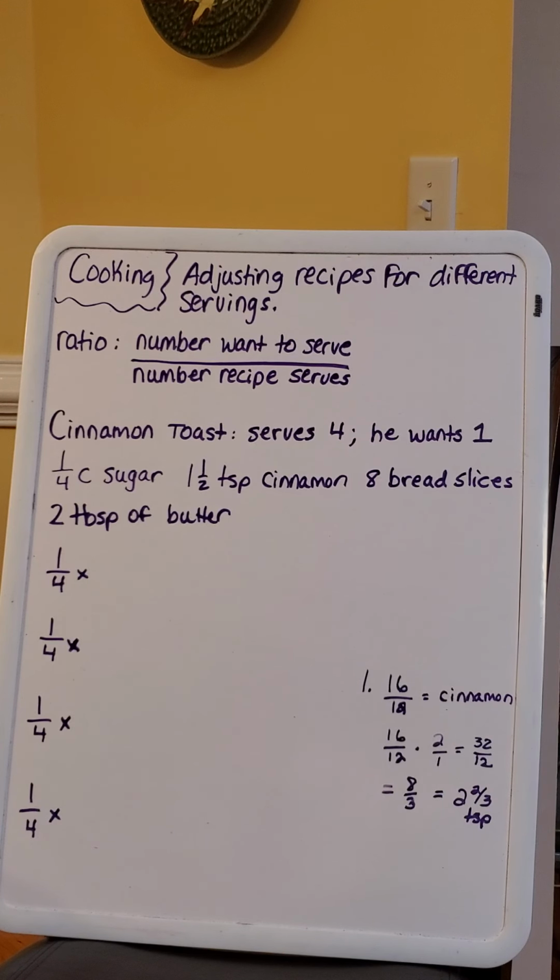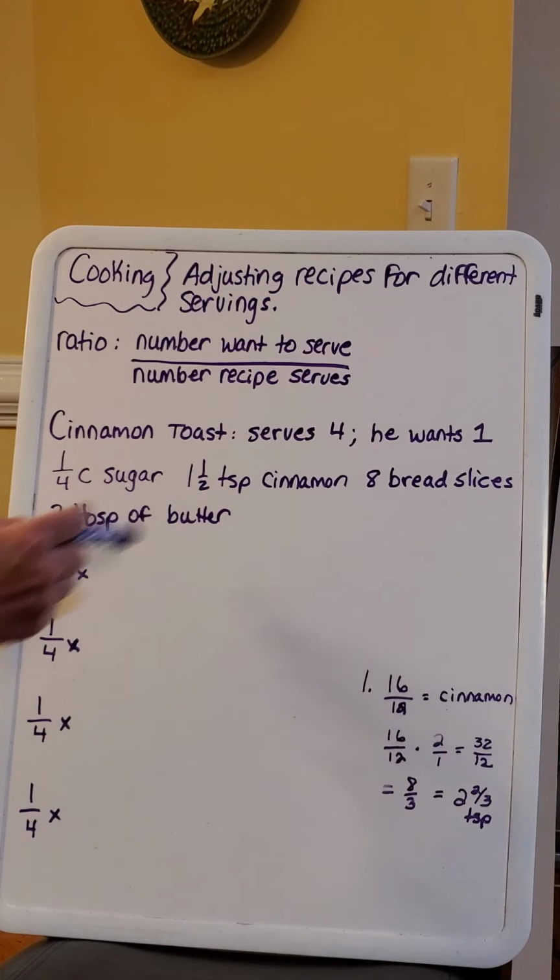So I'm going to be doing the model problem on page 240 for the cinnamon toast. The recipe serves 4. The guy wants just enough cinnamon toast for one person. So what does he need to do? First off, the ingredients listed is a 1/4 cup of sugar, 1½ teaspoons of cinnamon, 8 bread slices, and 2 tablespoons of butter. So the ratio is going to be 1/4 because he only wants it for one person, and the recipe is for 4.